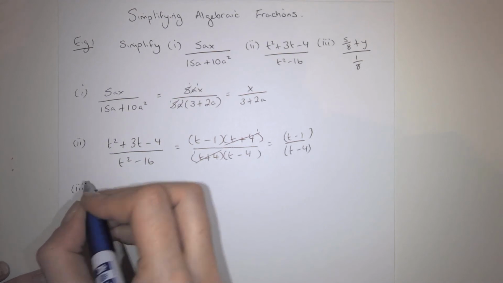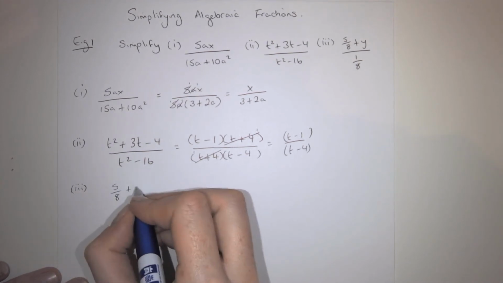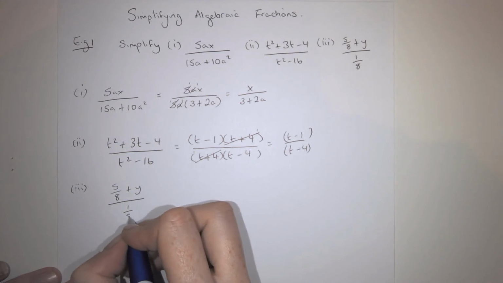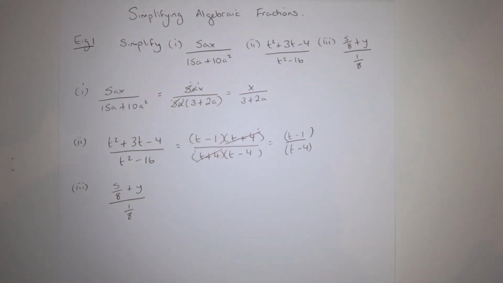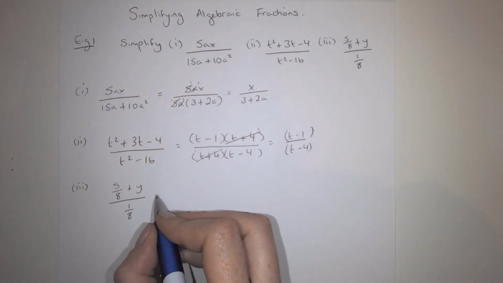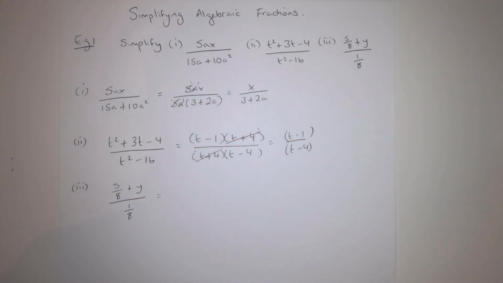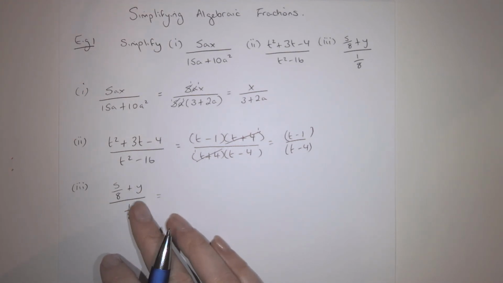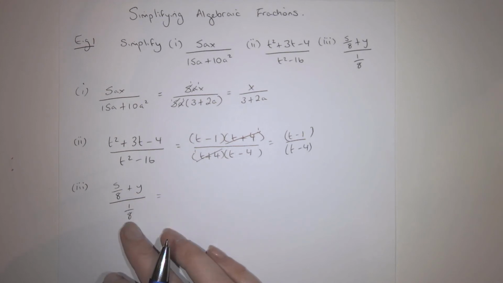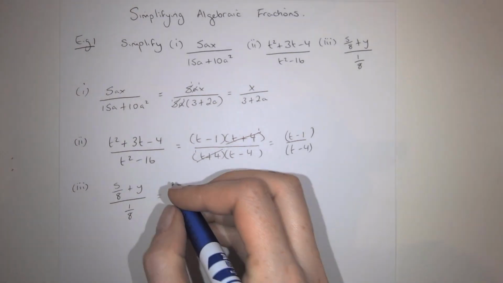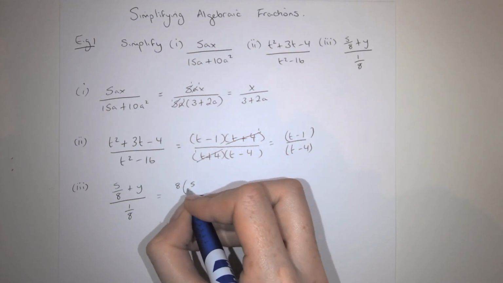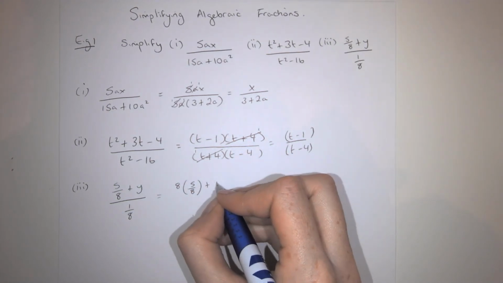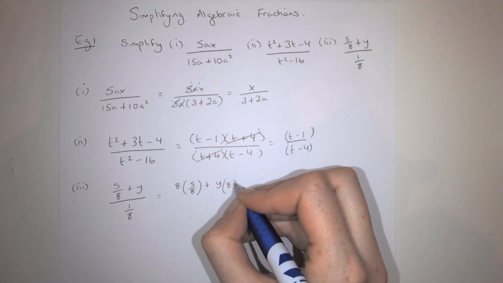Last question, part 3, and I've got 5 over 8 plus y all over 1 over 8. So this question is slightly different in that I have a fraction above the line and a fraction below the line. The easiest way I think to deal with this is just to get rid of the fraction really. And how I do that is I multiply by a common denominator. And obviously y is over 1, so I've got 8 and 1 and 8. So my common denominator would be 8, so I'm going to multiply each part by my common denominator. The reason being that what I do to one part I must do to all 3.